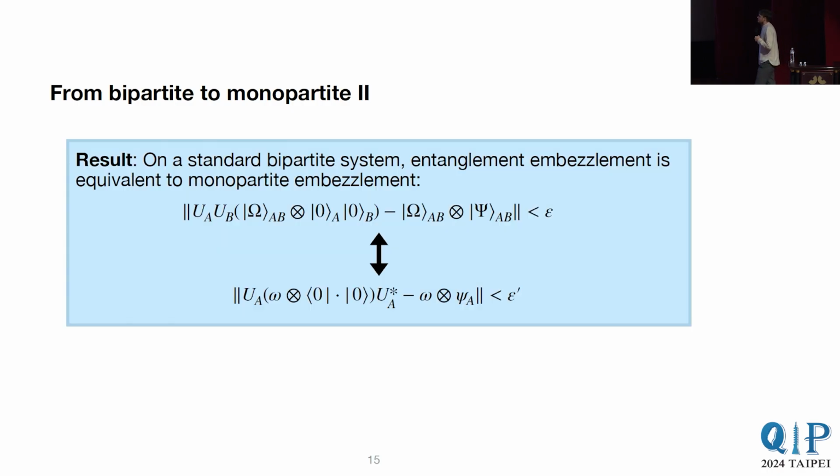Now, given this, we can show, as a first starting result, that if you have such a standard bipartite system, then entanglement embezzlement is equivalent to monopartite embezzlement. This is true on a qualitative and quantitative level. So if you can achieve embezzlement of entanglement with some error epsilon, you can do it monopartitely with epsilon prime and vice versa. So for the rest of the talk, we can just focus on this monopartite version of embezzlement, which will make many things much easier. Okay, so this is similar to Nielsen's theorem in some sense.